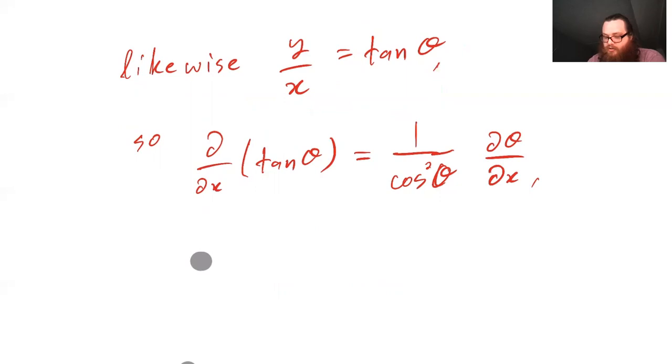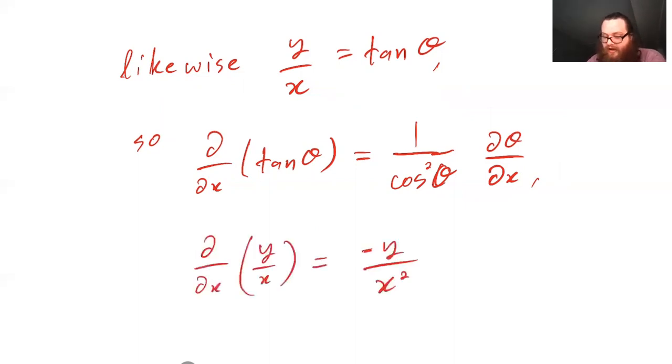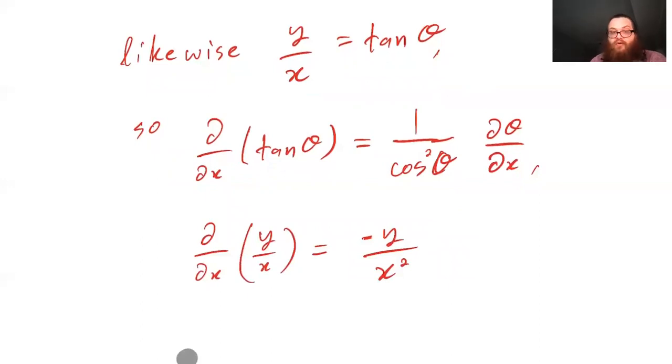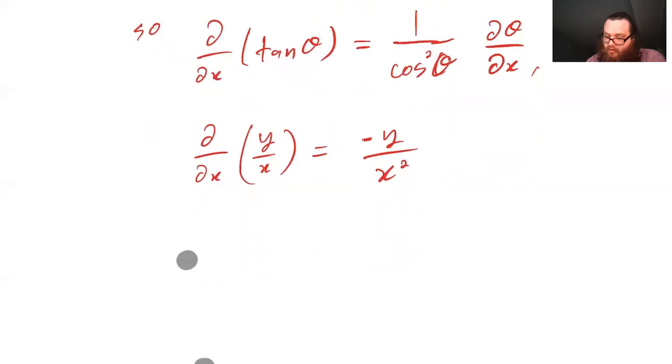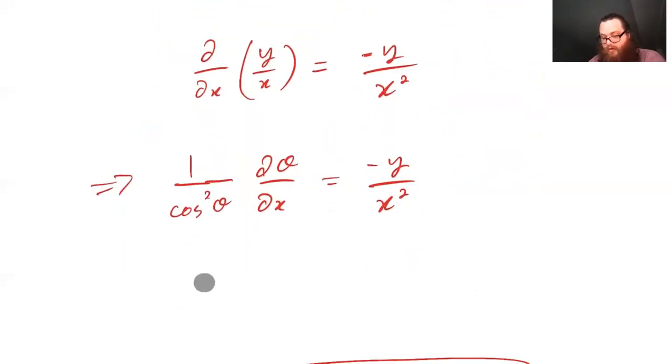Chain rule here, derivative of the outside, right? Derivative of tangent theta is 1 over cosine squared of theta, times the derivative of the inside, which, theta being a function of x, we get dθ/dx. Okay. So that's half of it. The other half is, what is the x derivative of y over x? That's going to be minus y over x squared. Okay. So putting these together, what do we get? Well, 1 over cosine squared theta times dθ/dx is minus y over x squared.